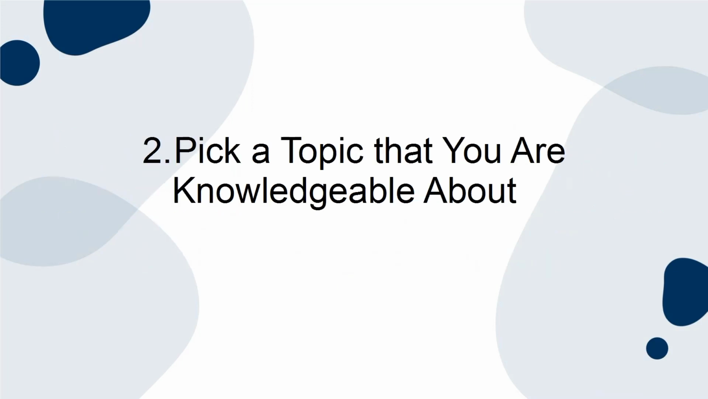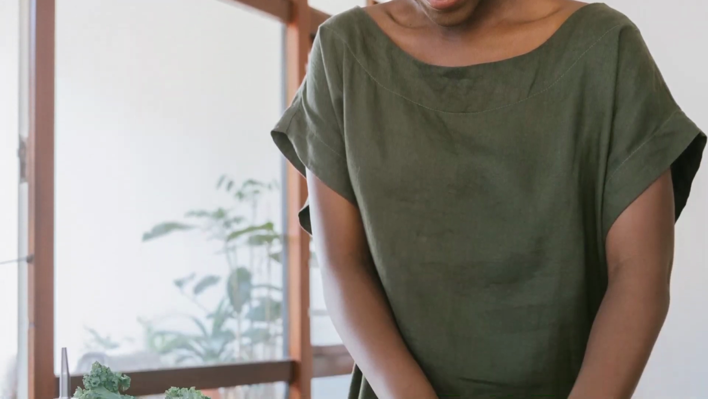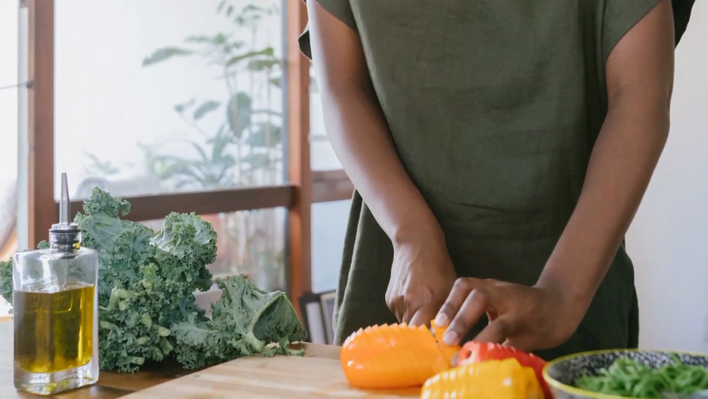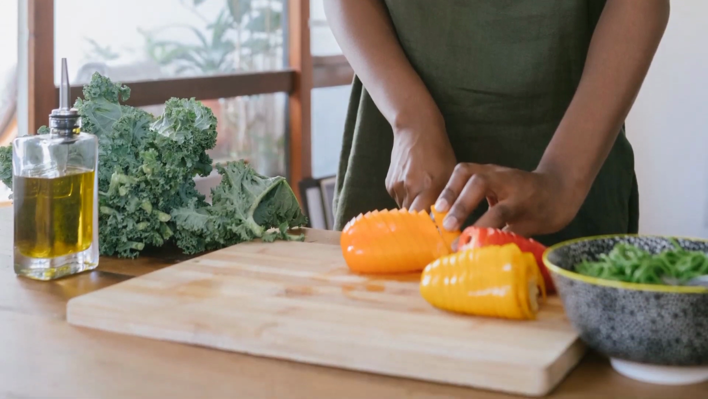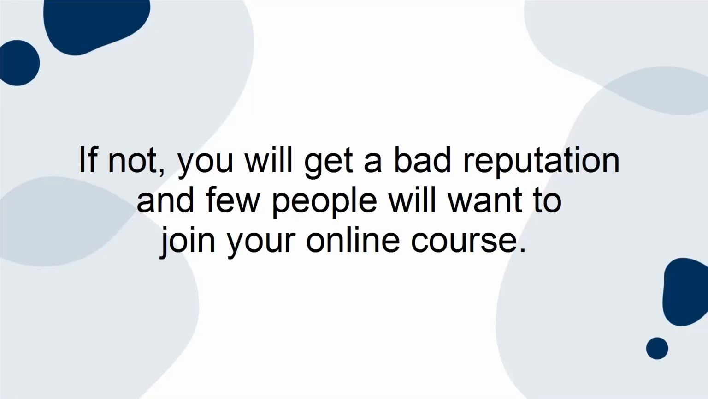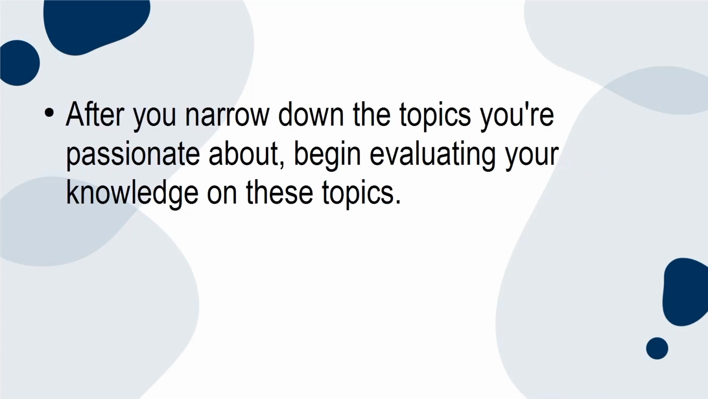The second step to choosing the best course content is to select a topic that you are also knowledgeable about. Although you do not need to be a professor or have the most extensive knowledge on the topic, you must be able to talk about it in an informative and educated way. If not, you'll get a bad reputation and few people will want to join your online course. After you narrow down the topics you're passionate about, begin evaluating your knowledge on these topics.